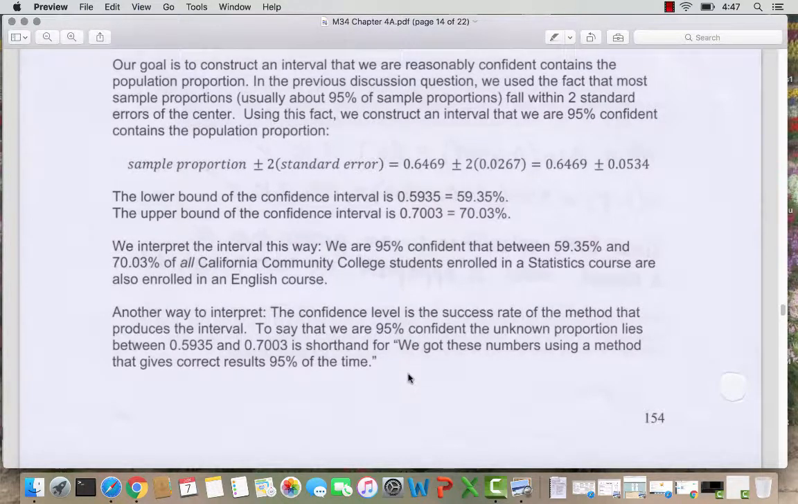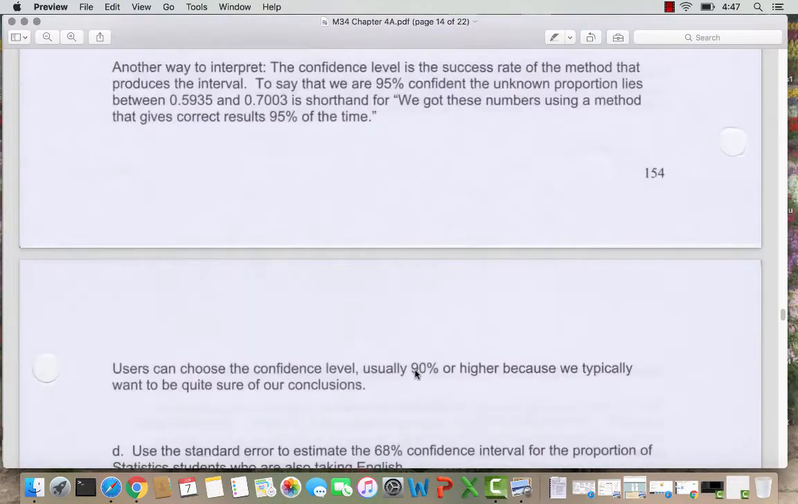Here's another way you might interpret. You could say the confidence interval is the success rate of the method that produces the interval. To say that we are 95% confident the unknown proportion lies between 0.5935 and 0.7003 is shorthand for we got these numbers using a method that gives correct results 95% of the time. So when you write out confidence intervals, you want to use one of these structures to explain the meaning of your interval. It's important that you explain that we're predicting about the population proportion for all California community college students.